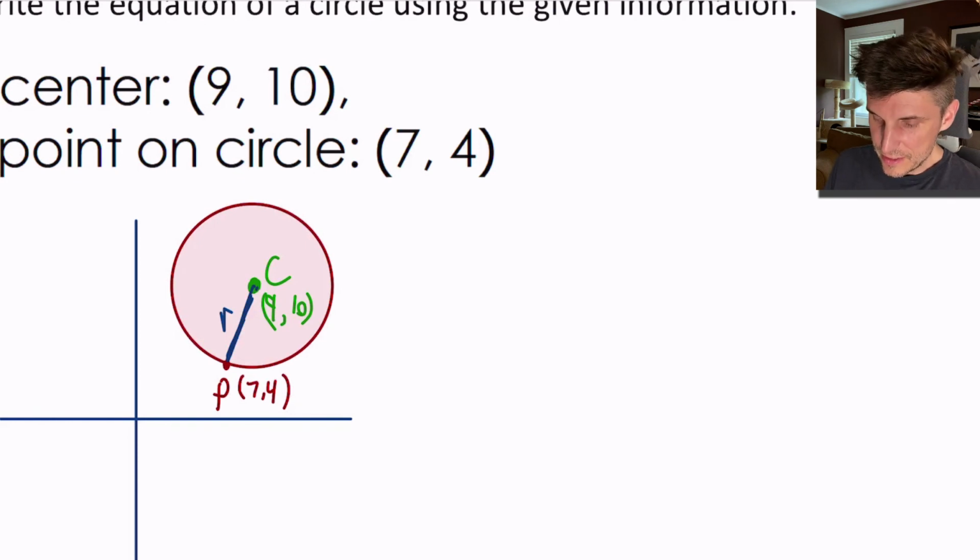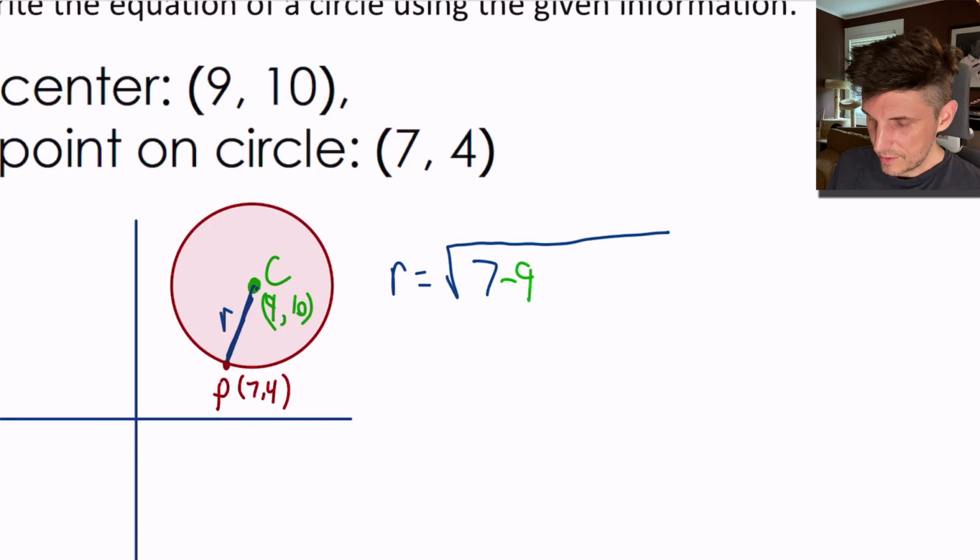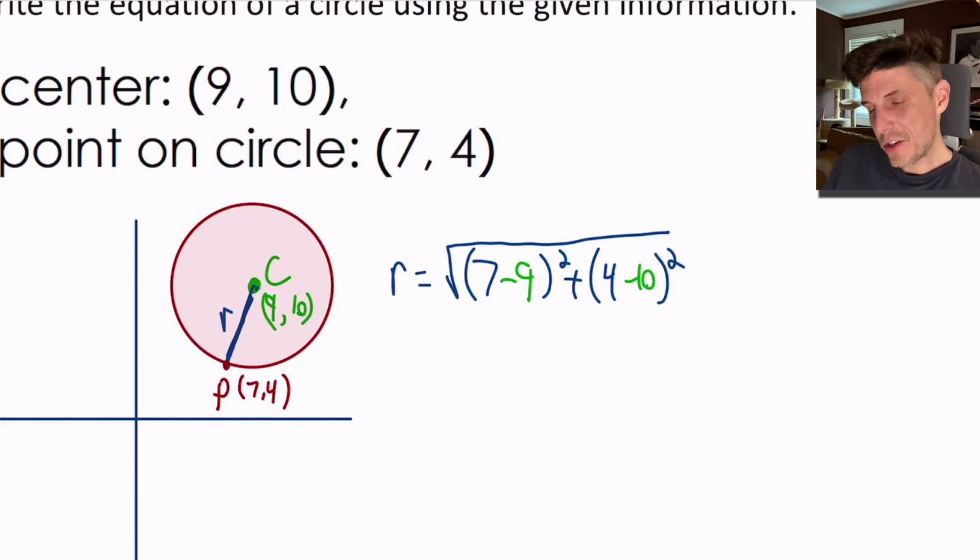So that means distance, in this case r, is going to equal the square root of the difference of my x's. So I'm going to go 7 minus 9 quantity squared plus 4 minus 10 quantity squared. You might want to just pause again and think, does this look similar to the equation of a circle? And can you make sense out of that?